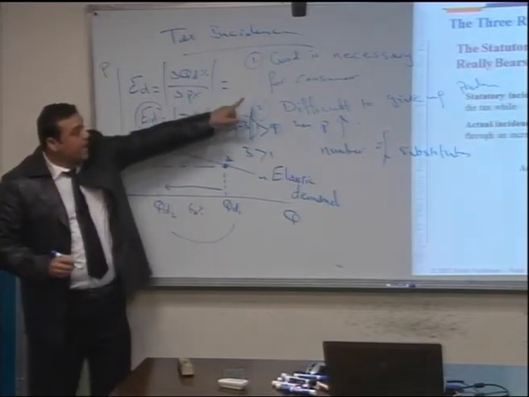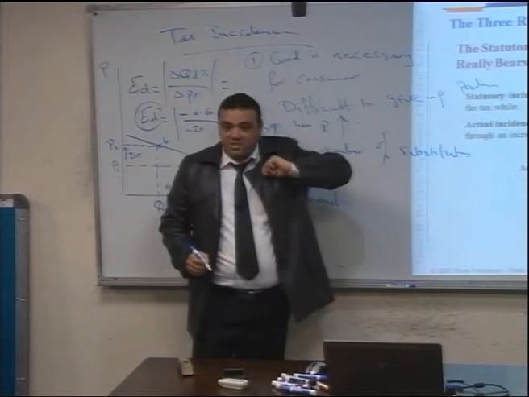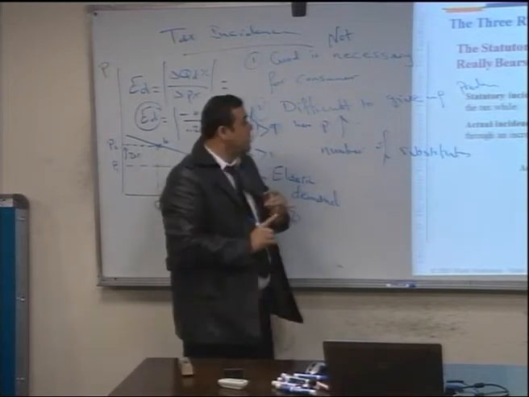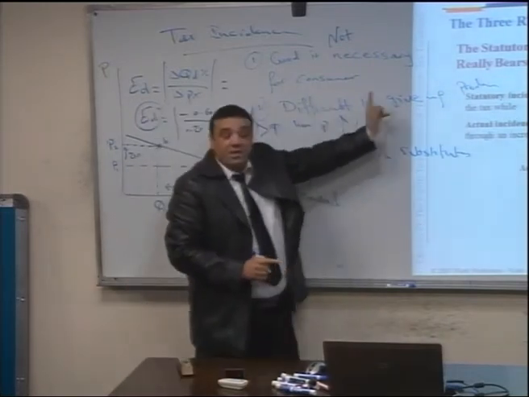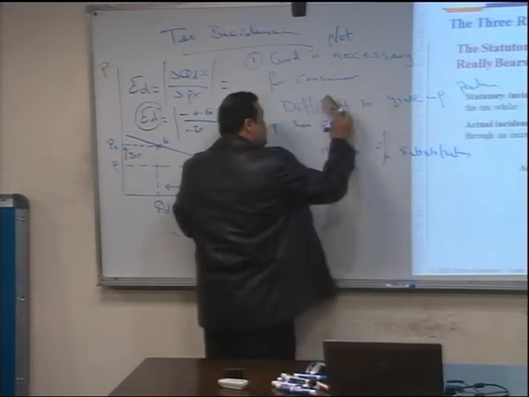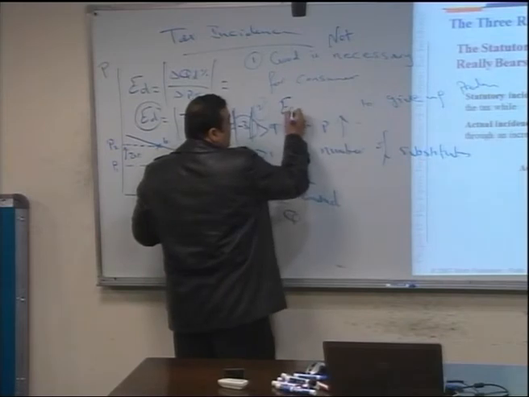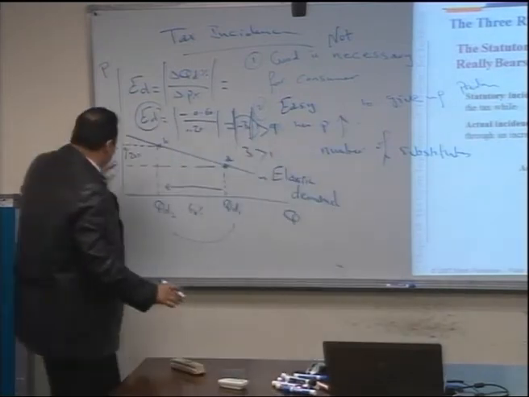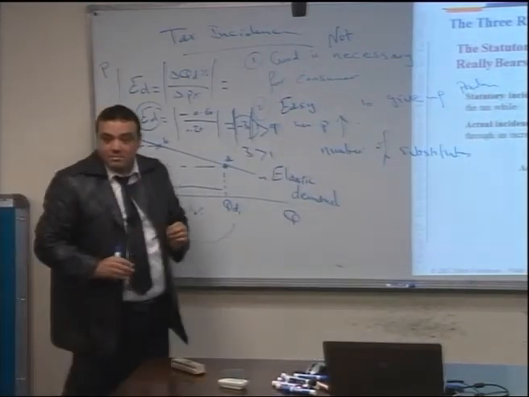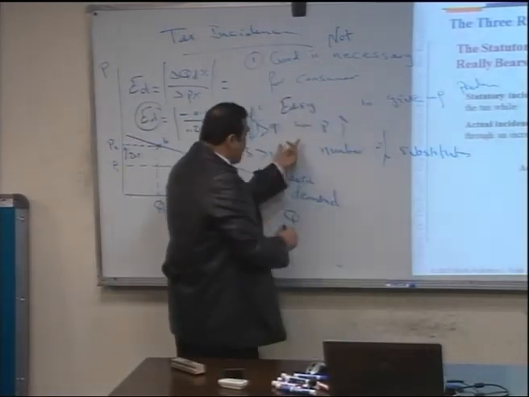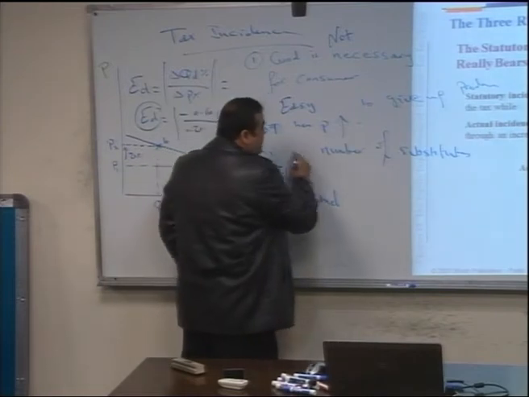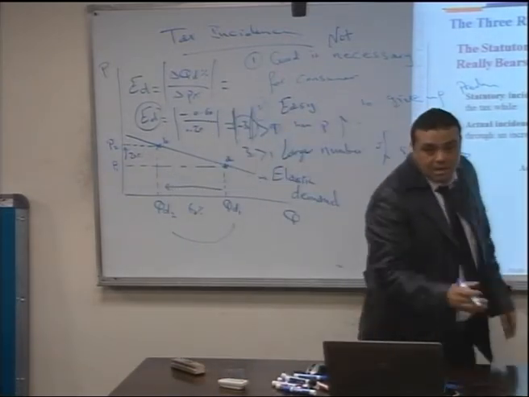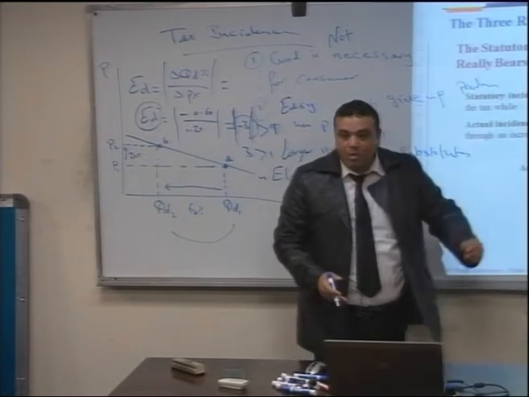This means that the good is not necessary for the consumer, or it's easy to give up the product. It's not difficult. It's easy to give up the product when the price increases. If the price goes up a little, we give it up a lot. Right? And the third is it has a large number of substitutes. It's a good with many substitutes. If the producer raises the price a little, they leave it and go to another.